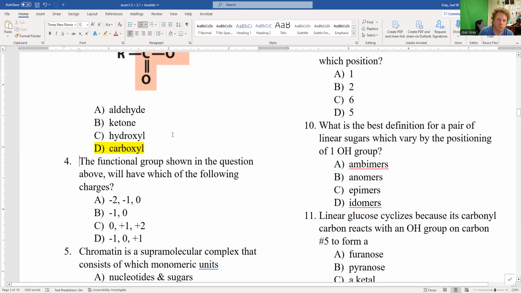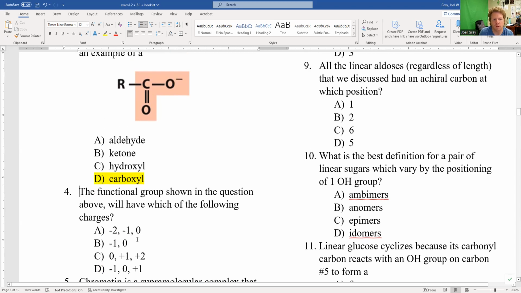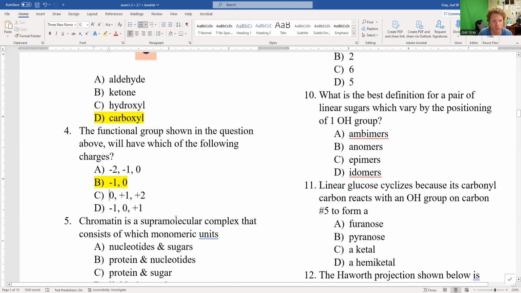Number 4, the functional group shown in the question above will have which of the following charges? Well, it's already showing a -1 charge. Now, when that group is protonated, it's going to have an overall charge of 0. So B is the correct answer for number 4.